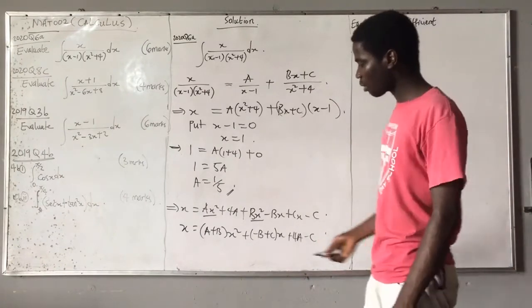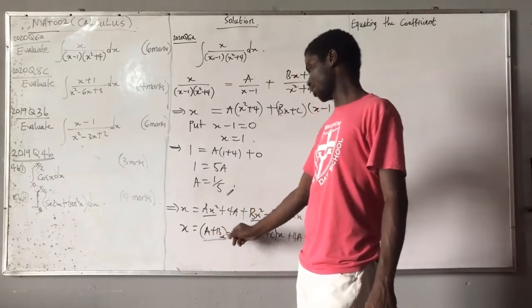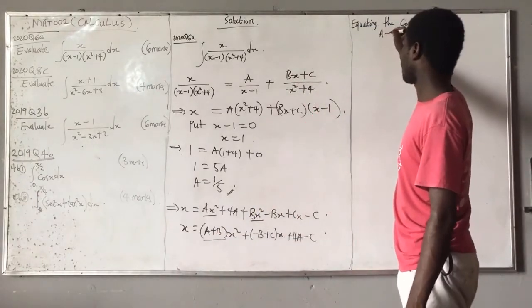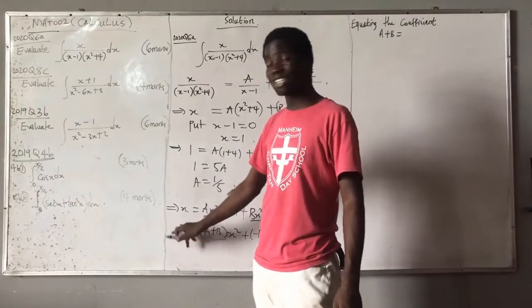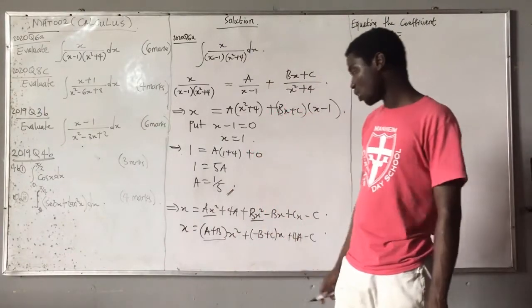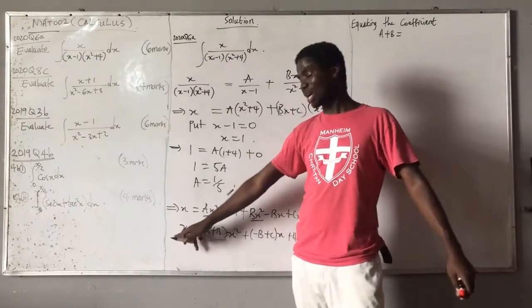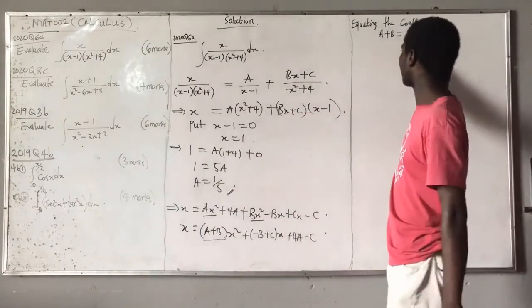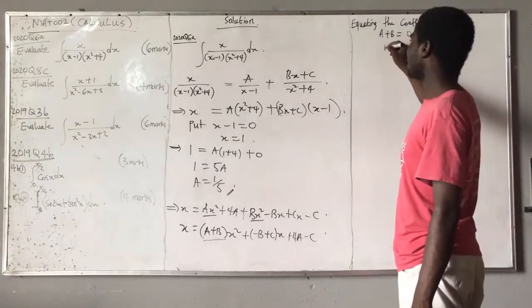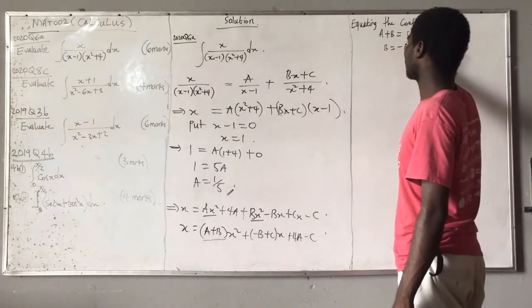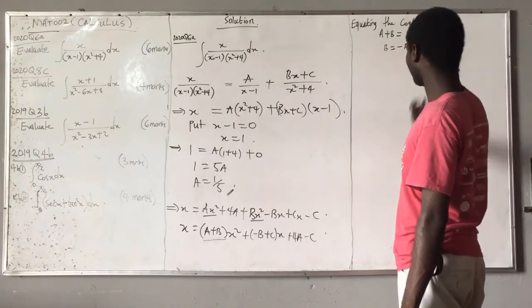So the coefficient of x squared is a plus b. But it is so unfortunate that there is no x squared on the right hand side, so the coefficient is 0. So don't forget I've gotten a before. A is 1 over 5. So b is equal to minus a, and that's minus 1 over 5.